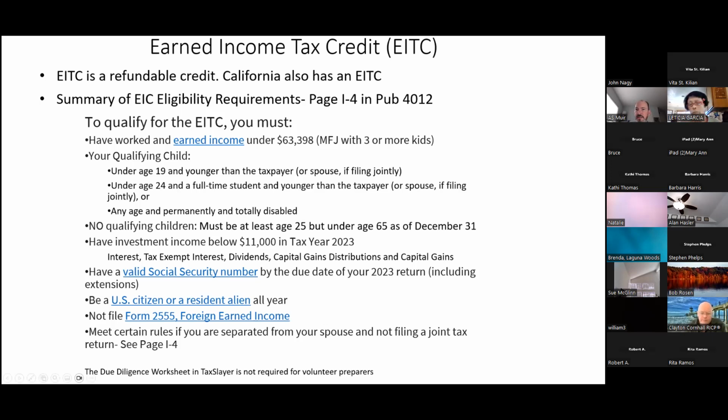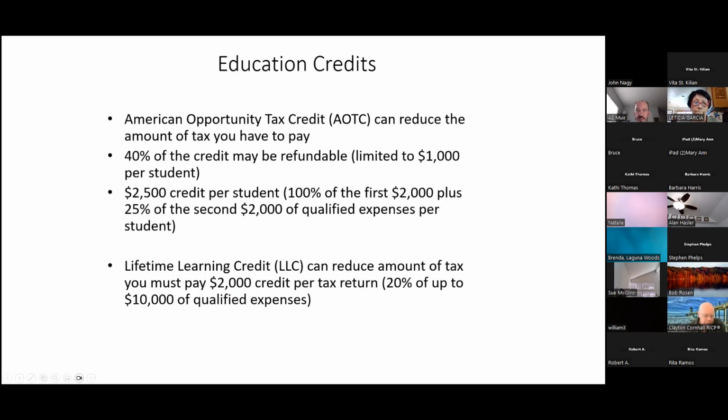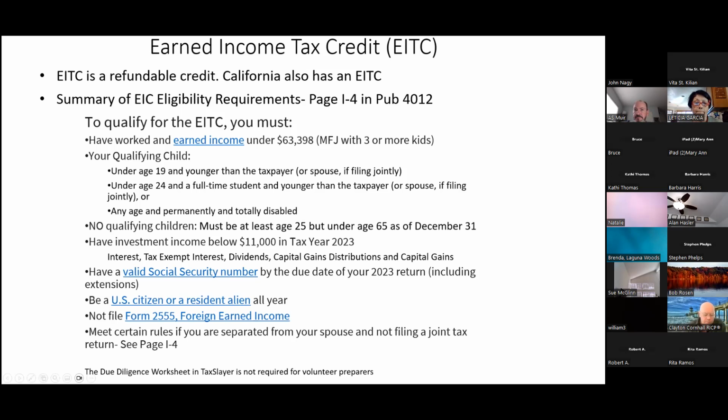Okay, any questions about EITC? Let me see if we got a second page now. Yeah, Jerry, there's a question. The last bullet talks about married filing separately, and just clarifying that we don't serve people who are married because it's outside of scope. That's correct. That is correct.